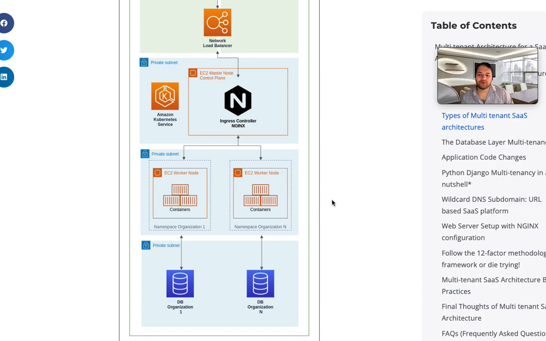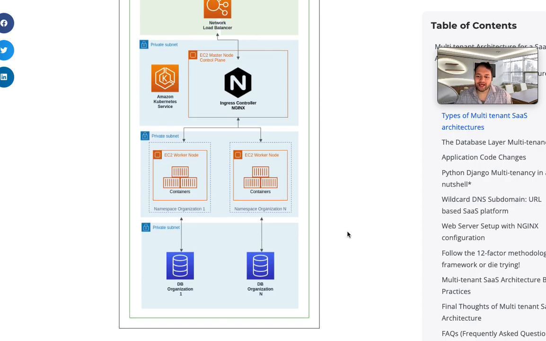So essentially what we did is used Nginx to send people on the different tenants to the different EC2 worker nodes using this Kubernetes service. So that is essentially the architecture for Kubernetes.